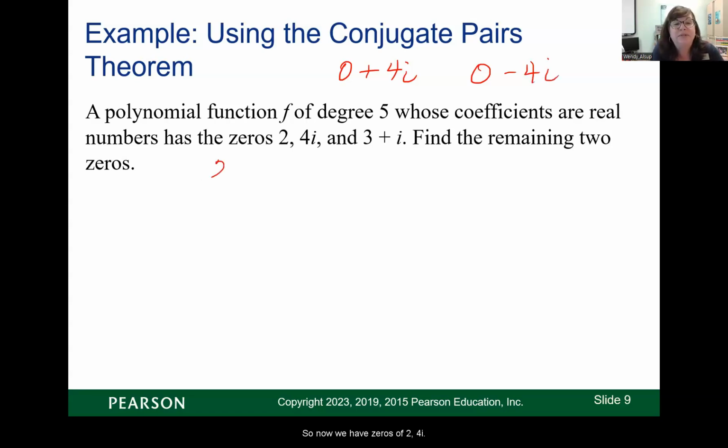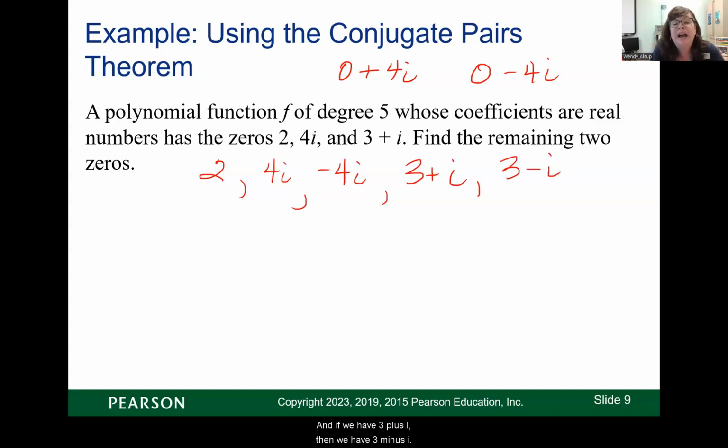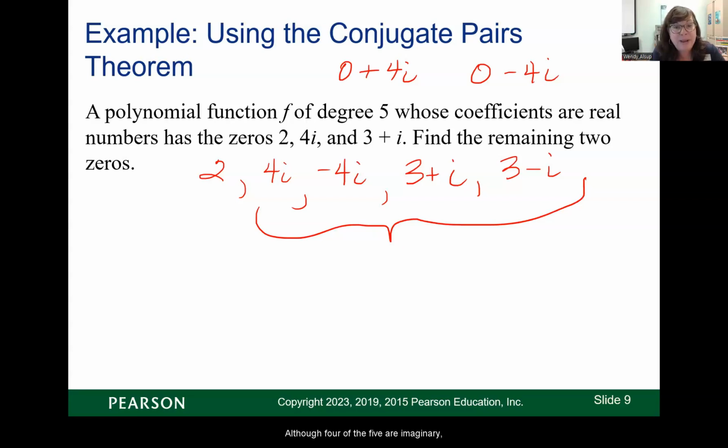So now we have zeros of 2, 4i, and if we have 4i, then we have negative 4i. We have 3 plus i, and if we have 3 plus i, then we have 3 minus i. Notice only the sign in the middle changes for the conjugate. All right, so these are our zeros. And notice that we have 1, 2, 3, 4, 5 of them, although 4 of the 5 are imaginary, only 1 is real.